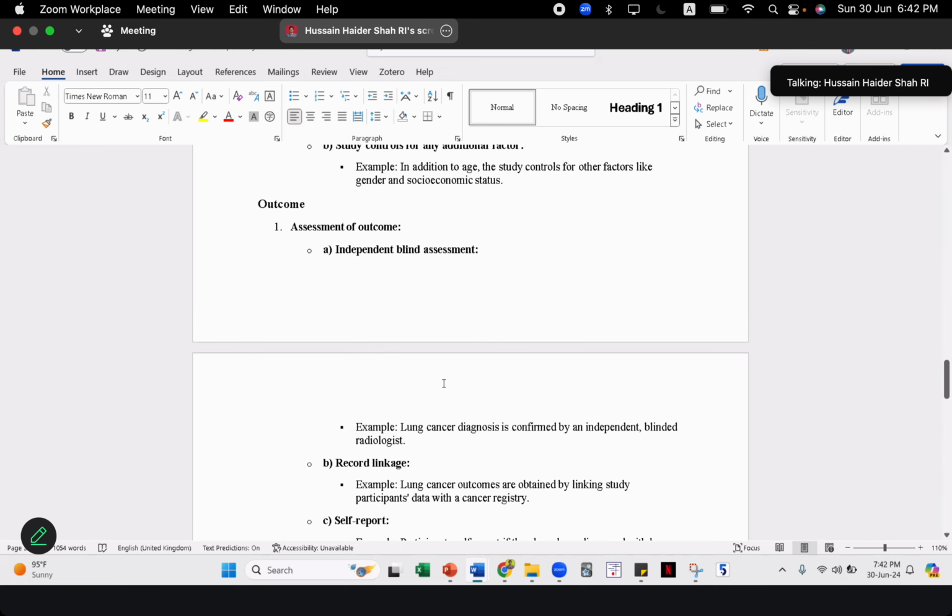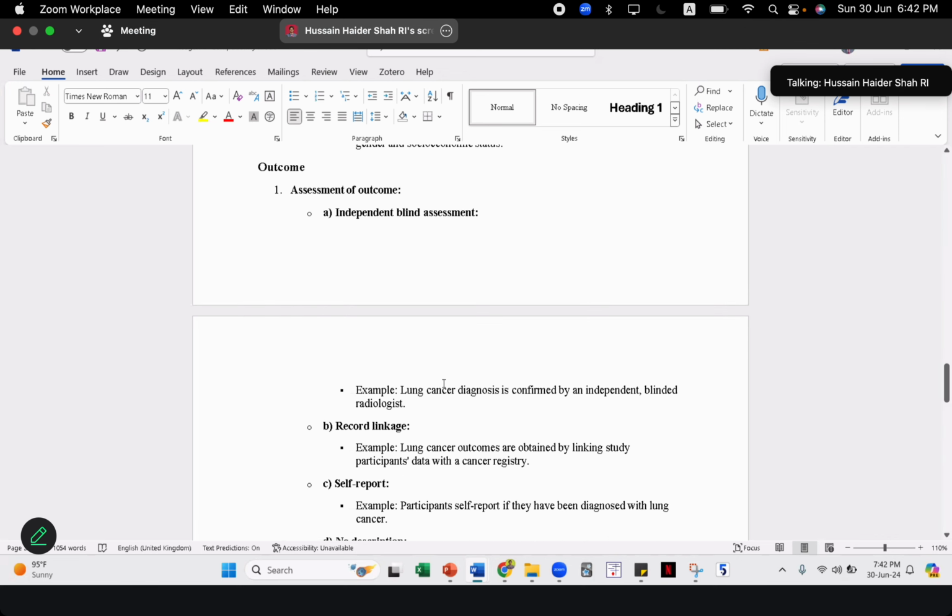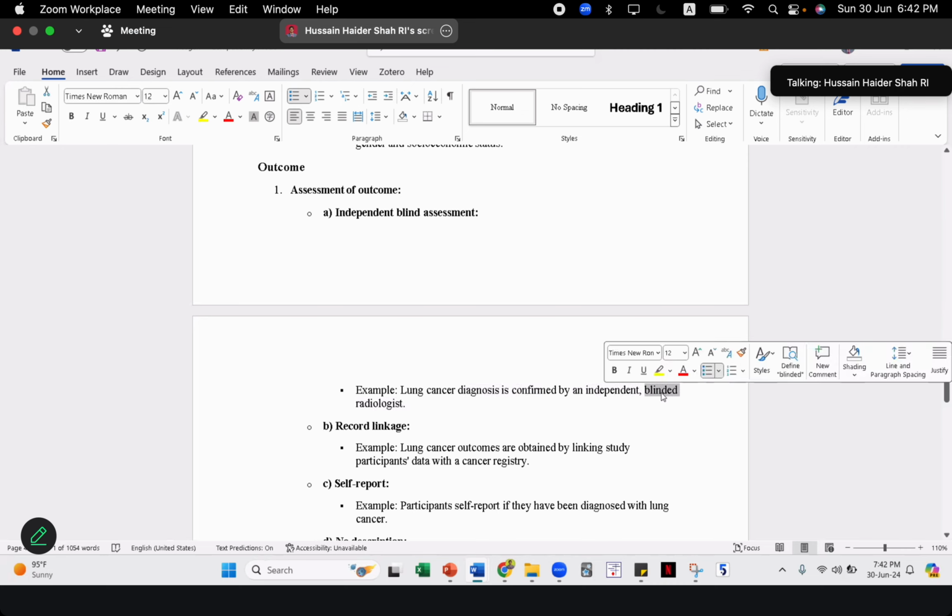Now consider this example. In the methodology section of the article which you are about to include in your meta-analysis, there was this statement that lung cancer diagnosis is confirmed by an independent blind radiologist. This doesn't mean a blinded radiologist. This doesn't mean the radiologist is blind. It means that the radiologist didn't know which patients. He didn't have the names of the patients. He just had the records of the patients.